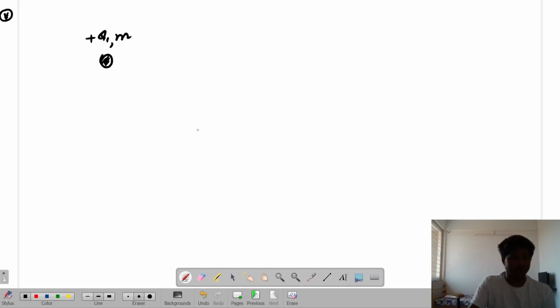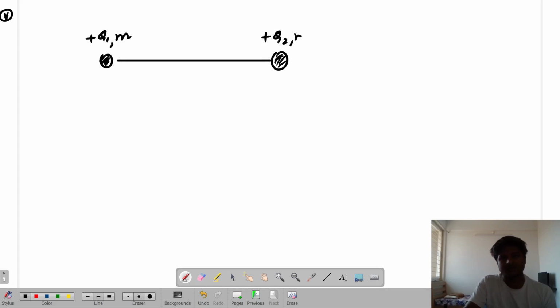Okay, and somewhere from infinity, another charge has come nearer to it. It came from infinity. This charge q2 is released from infinity with some initial velocity u.